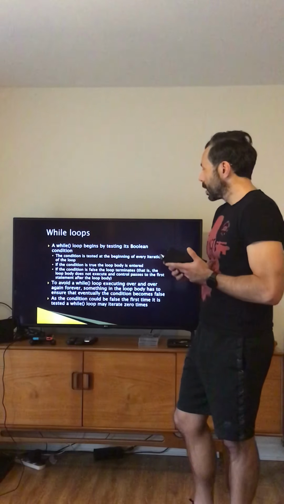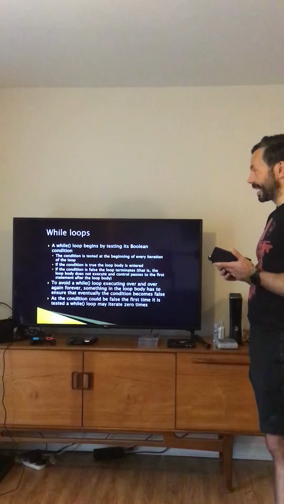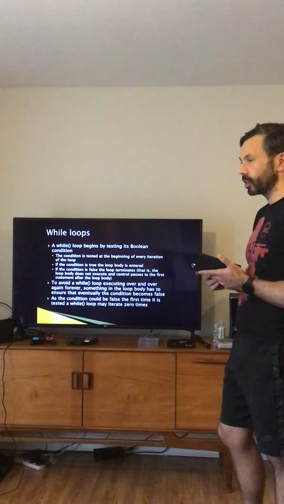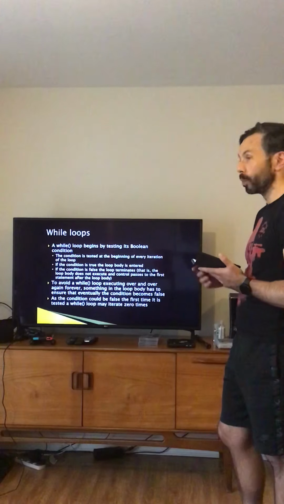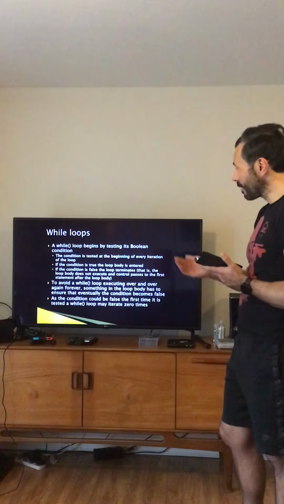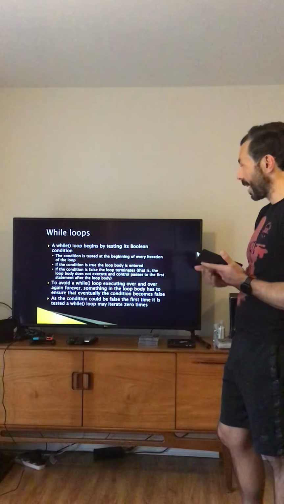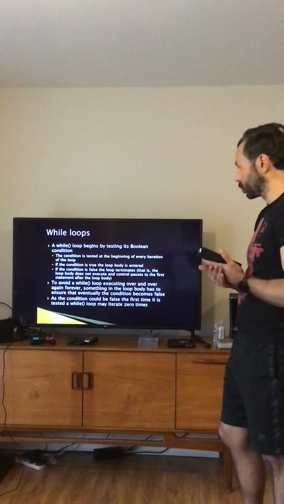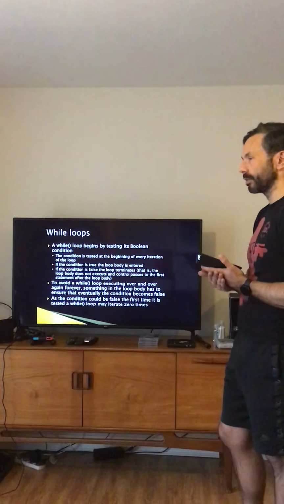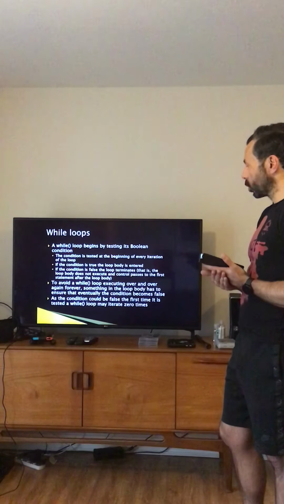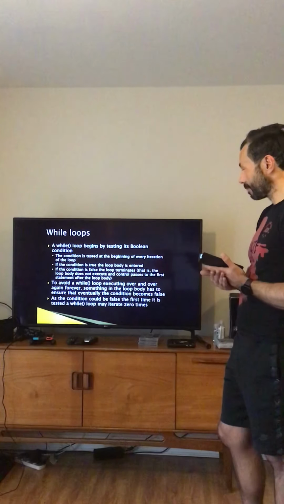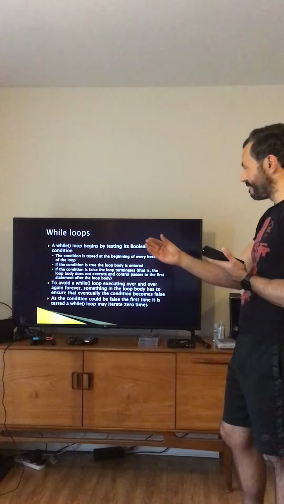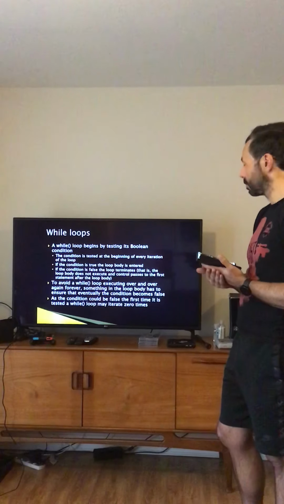Okay, the while loop begins by testing its Boolean condition. So the condition is tested at the beginning of each iteration. If it's true, the loop body is then entered. If it's false, then the loop terminates. That is, the loop body does not execute, and control passes to the next statement. So it's all about controlling the flow of the program. To avoid a while loop executing over and over again forever, something in the loop body has to ensure that eventually that condition becomes false.